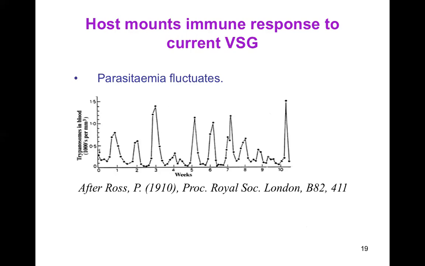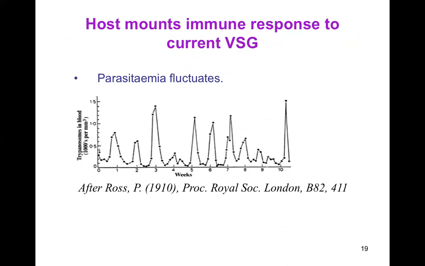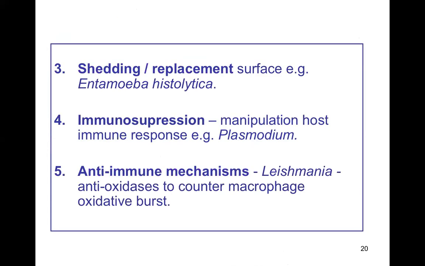So what I mentioned up here is that the variant surface glycoprotein expressed by African trypanosome is what is triggering this fluctuation in parasitemia, ensuring the spike in the parasite in the body. And then when the immune system recognizes that variant antigen, it contains it and it keeps on fluctuating. Now, other mechanisms which have been explored by the parasites include shedding or replacement of surface antigen, for example Entamoeba histolytica, or immunosuppression, like I mentioned to you with Plasmodium falciparum, or anti-immune mechanisms employed by Leishmania, antioxidase to counter macrophage oxidative burst.